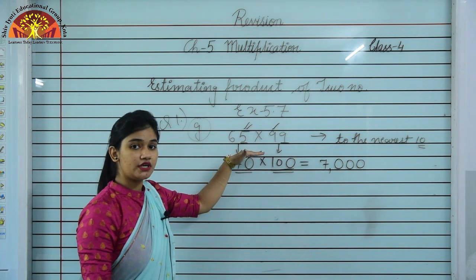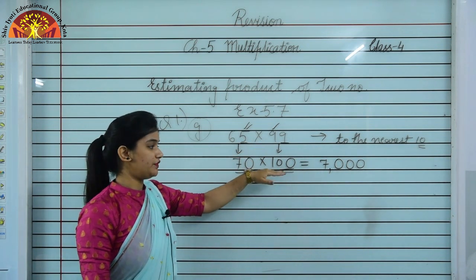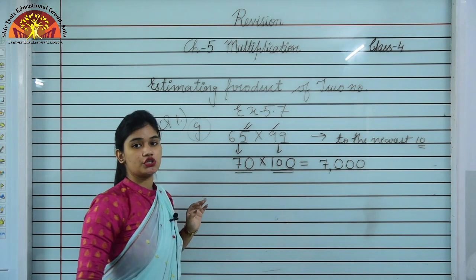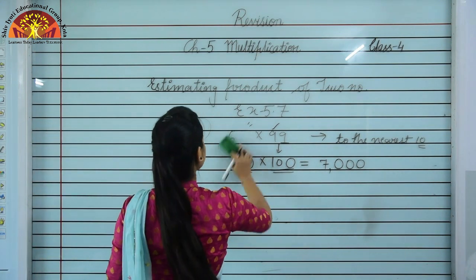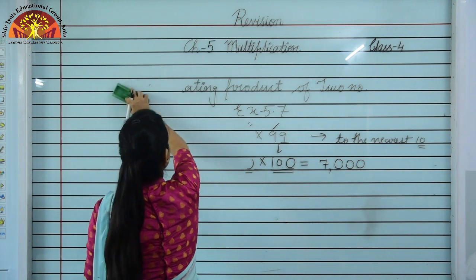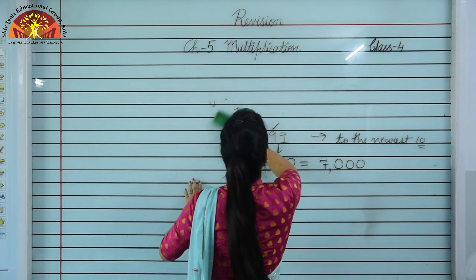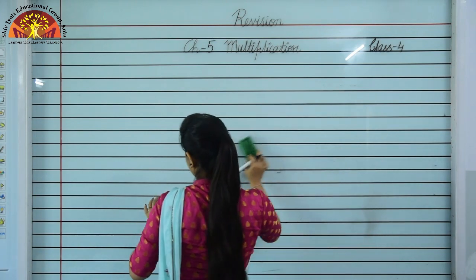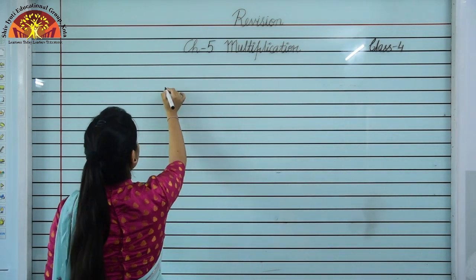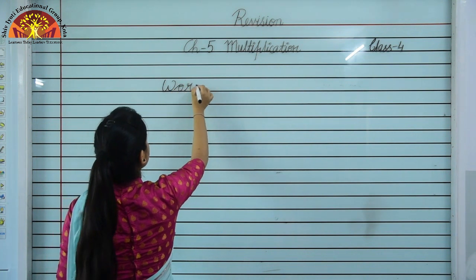So students, in this way you can find the product. First you can round off the numbers and then you can simplify them, you can find the multiplication of these numbers. Now we'll see the next topic, students, that is word problems. The next topic is word problems.